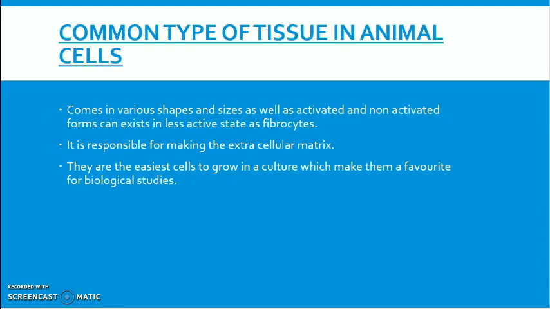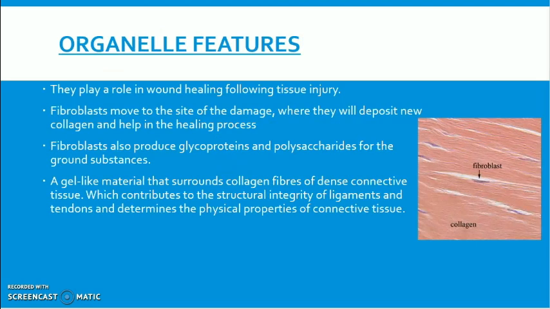It is responsible for making the extracellular matrix. They are the easiest cells to grow in a culture, which makes them a favourite for biological studies. They play a role in wound healing following tissue injury. Fibroblasts move to the site of the damage, where they deposit new collagen and help in the healing process.